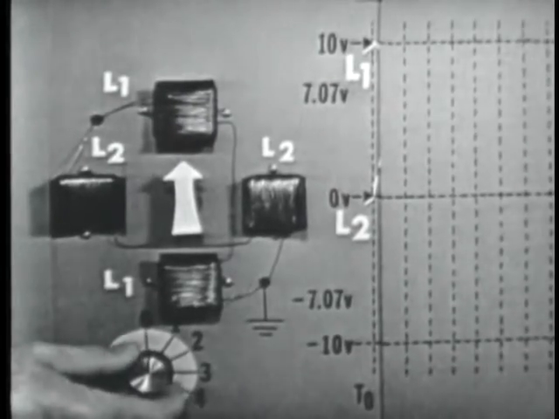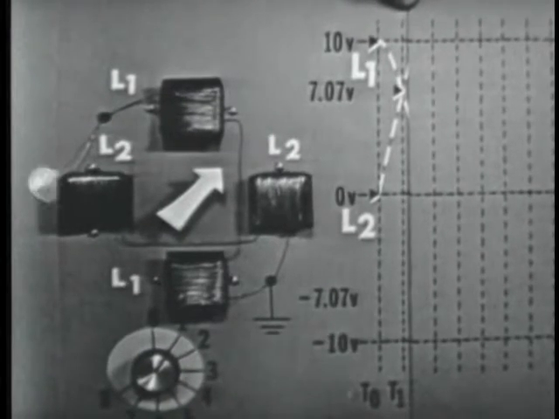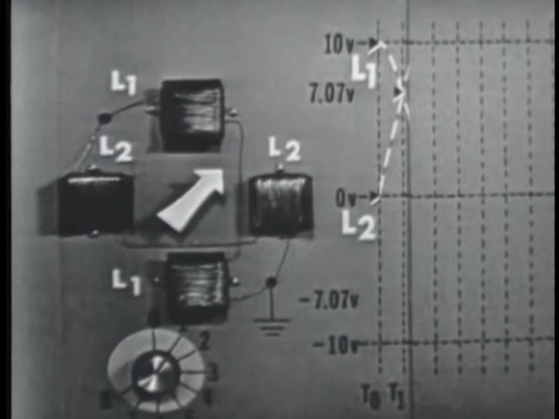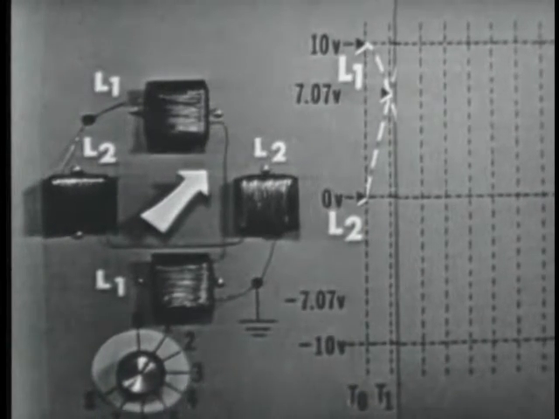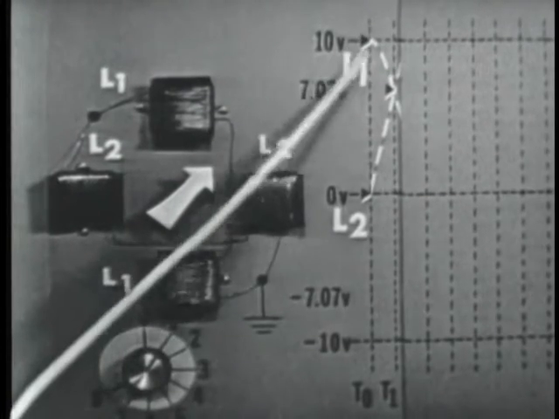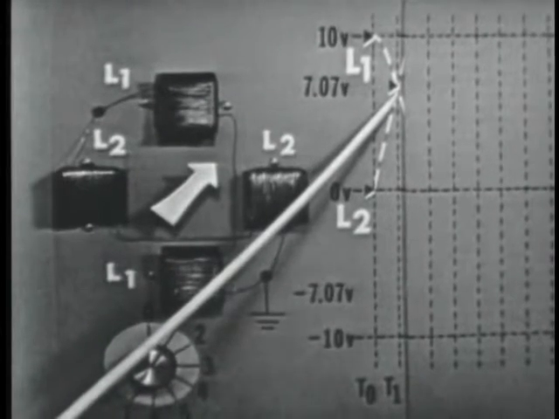All right, switch it to time 1. There we go. Now, at time 1, the pointer is indicating 45 degrees. Now, this tells us that both coils must now have voltage applied to them. Now, the voltage on L1 has dropped to 7.07 volts. And the voltage on L2 now has risen to 7.07 volts.